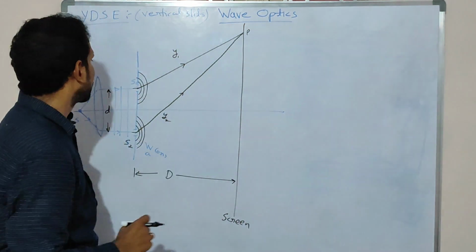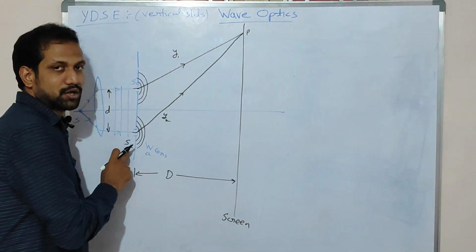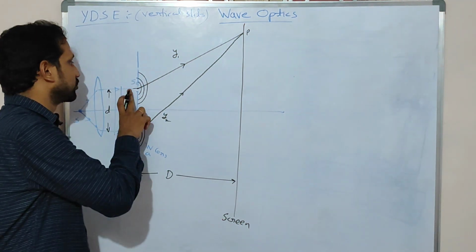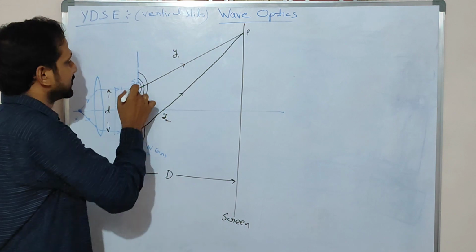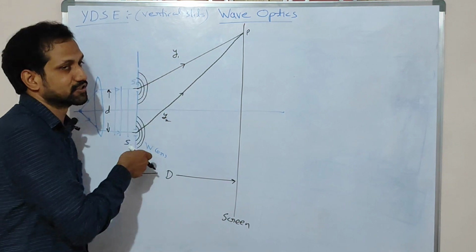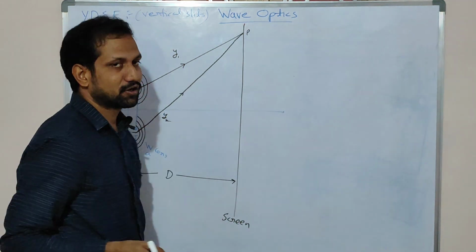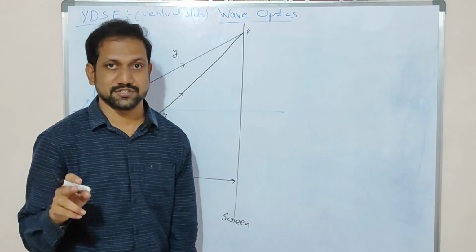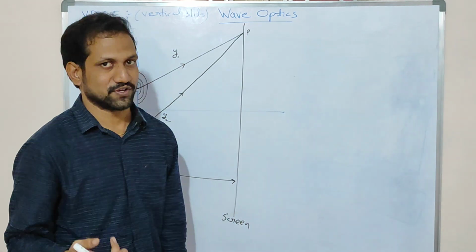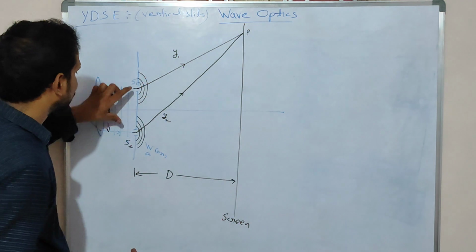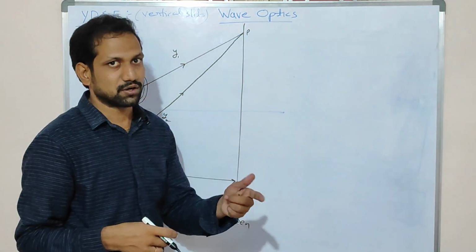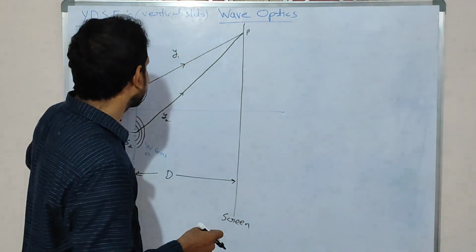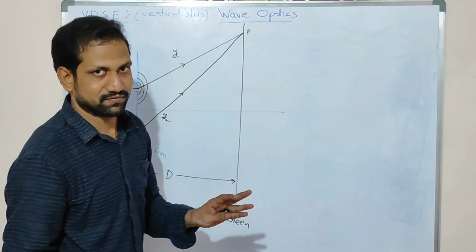Why are they coherent? Because S1 and S2 are coherent sources. Why are they coherent sources? Because S1 and S2 are on a single wavefront. On a single wavefront, all the particles oscillate with the same amplitude and the same phase, right? So S1 and S2 satisfy the criteria of coherent sources. So only S1 and S2 are called coherent sources.